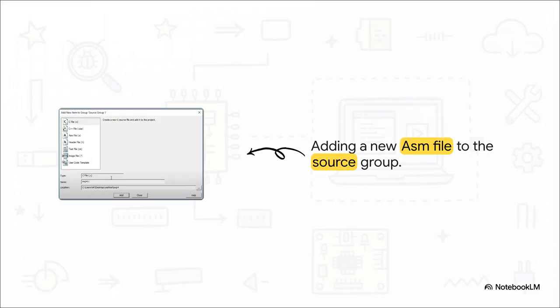So here's how you actually inject that new file into your project tree. In the project window, right-click on the folder named Source Group 1. From that menu, select Add New Item to Group Source Group 1. A window pops up letting you choose the file type, like the C file or ASM file we just talked about. Give your file a name, again, keeping it consistent. Let's call it exp4 with the appropriate .s extension, and then just click Add.